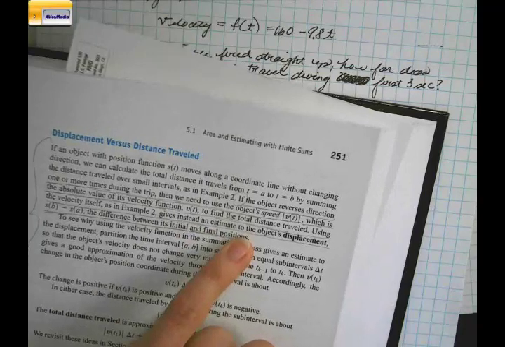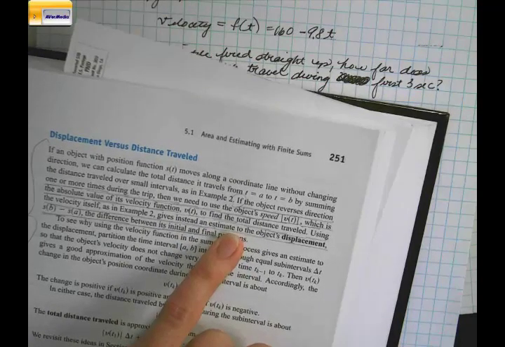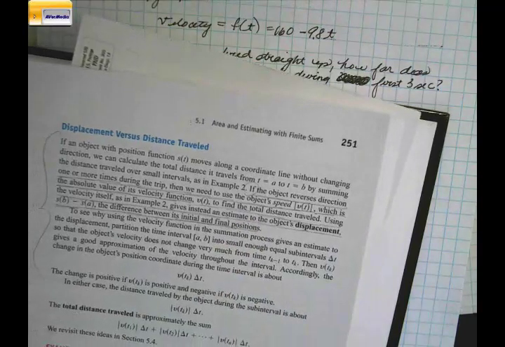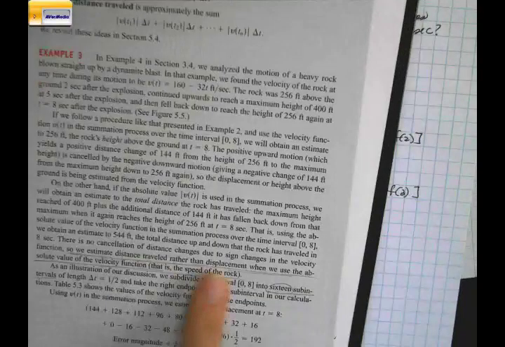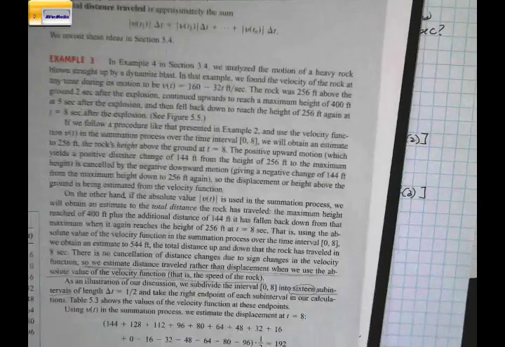So for displacement, it's fine if your velocity is negative; your area will be negative, and if you come up with a negative displacement, then you're to the left of your initial point. But to find true distance, you must take the absolute value of velocity anytime it turns out to be negative. And here it's written again: we estimate distance traveled rather than displacement when we use the absolute value of the velocity function. The absolute value of velocity is defined as speed.